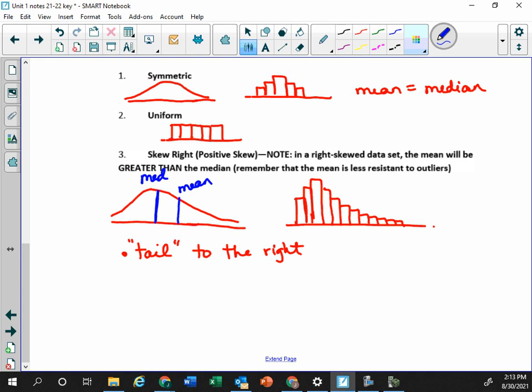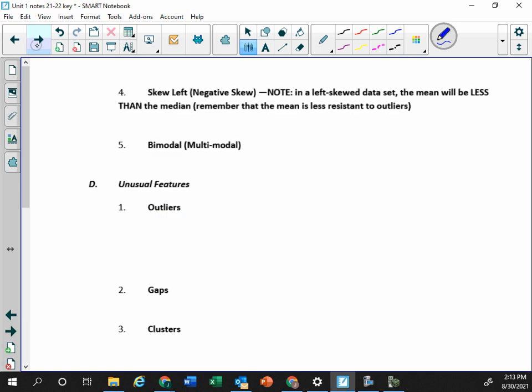When you're done with that one, guys, go ahead, turn the page, and we'll do skew left. Go ahead and try and draw what you think skew left looks like. And I gave you way less space here, so sorry.